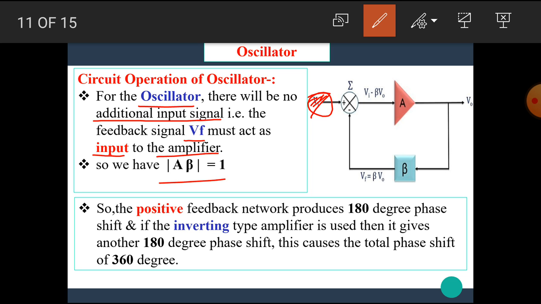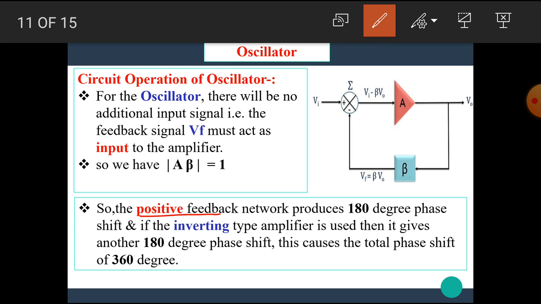If the magnitude of A into beta has different values, that means less than 1, greater than 1, or equal to 1, then the output oscillations produced by this oscillator are different in shape from each other. Okay, so let's see the final statement of this explanation.